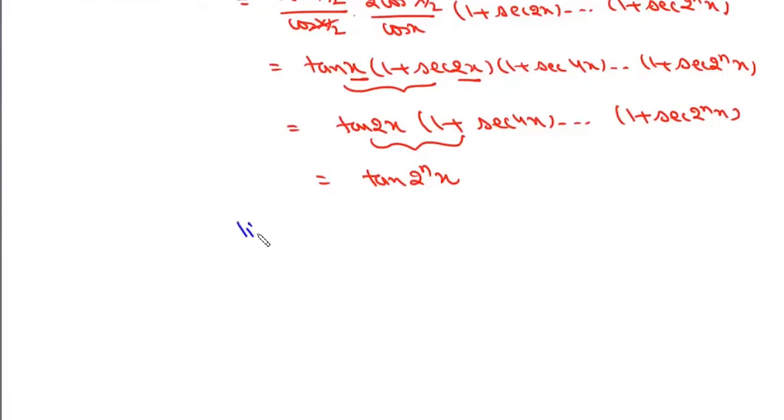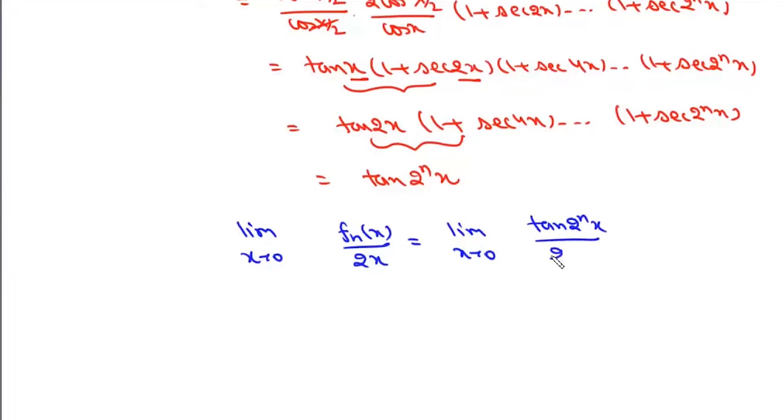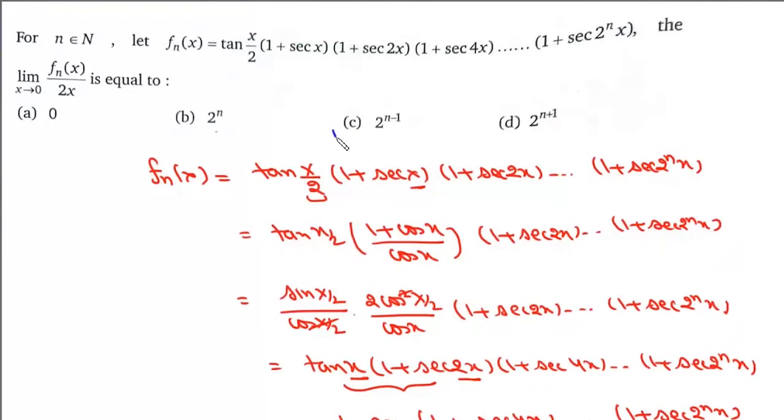Now we need to find this limit, x tends to 0, f_n(x) upon 2x. So it will be this limit x tends to 0. Now f_n(x) is tan of 2 to the power n x, and here it is 2x. Now what we'll do is we'll multiply and divide it with 2 to the power of n minus 1. Now this becomes standard limit, which is 1. So answer to this limit is 2 to the power of n minus 1, and that's your option C.